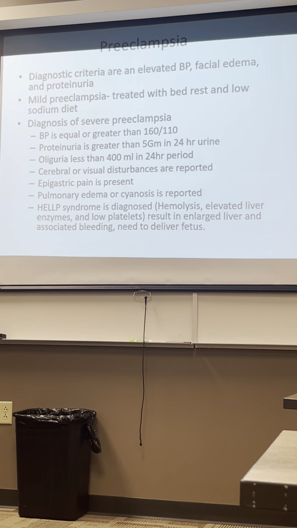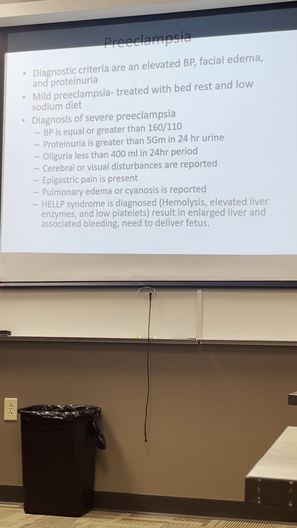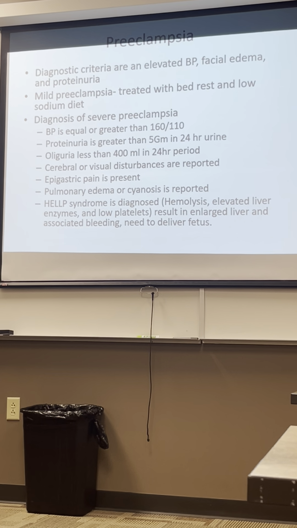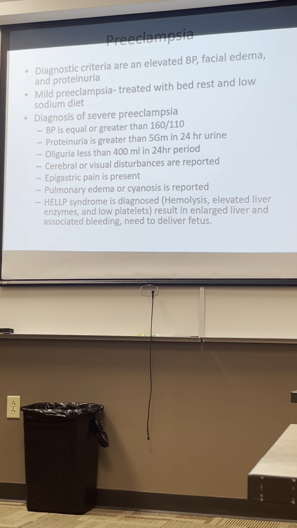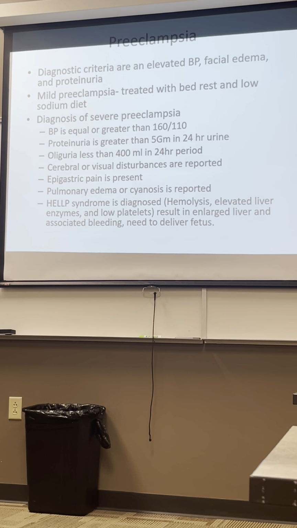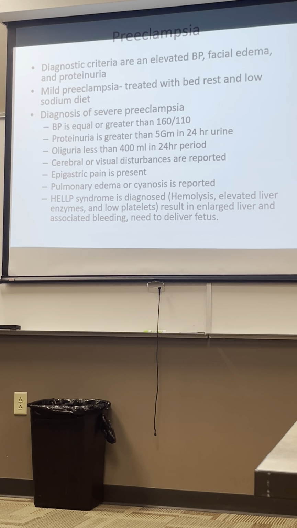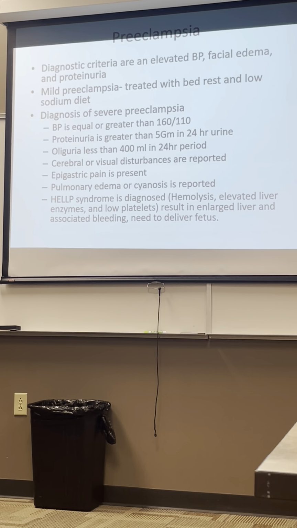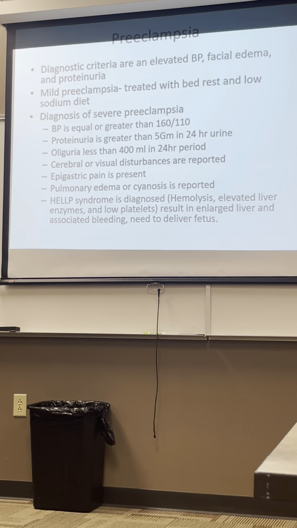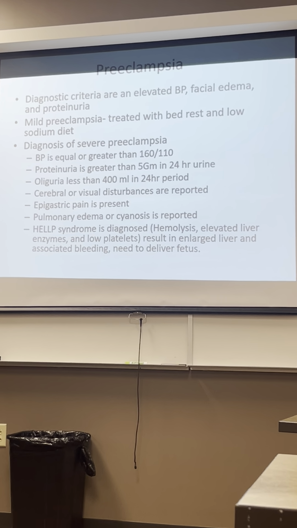They usually have oliguria, and then they can have cerebral, visual disturbances, headaches, gastric pain, pulmonary edema. Remember, they can go into HELLP syndrome, which is hemolysis, elevated liver enzymes, and low platelets. So they need to deliver the fetus. If they have a seizure, then it's eclampsia.